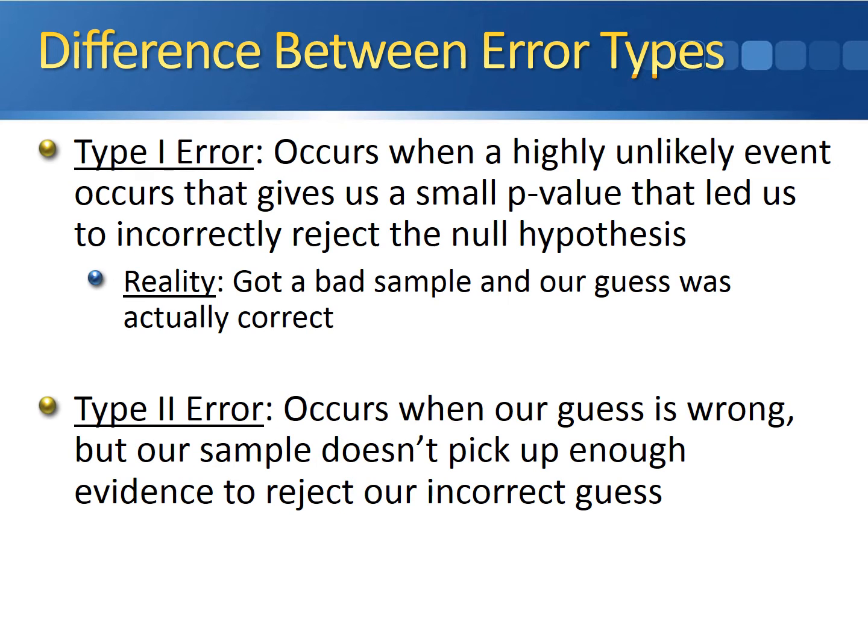A type 2 error occurs when our guess for the population parameter is wrong, but our sample just didn't pick up enough evidence to reject our incorrect guess. In other words, thinking about the mean, the sample mean just wasn't far enough away from the hypothesized population mean to lead us to reject the null hypothesis, even though our guess for the population mean was wrong.